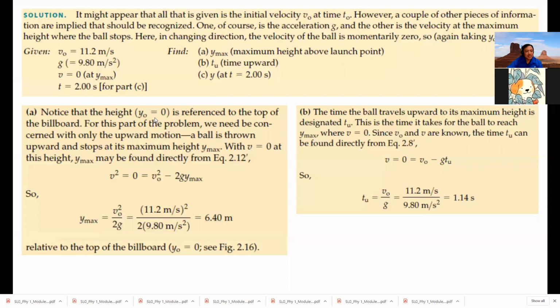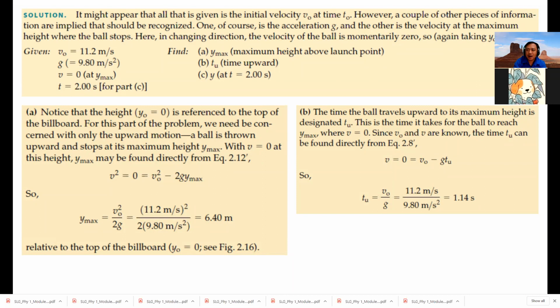Okay, so notice that the height y naught is equal to 0, in reference to the top of the billboard. So that is the billboard before the release. So here y is equal to y naught is equal to 0. So use these equations to solve for y max. So use the equation that relates the velocity and the y.